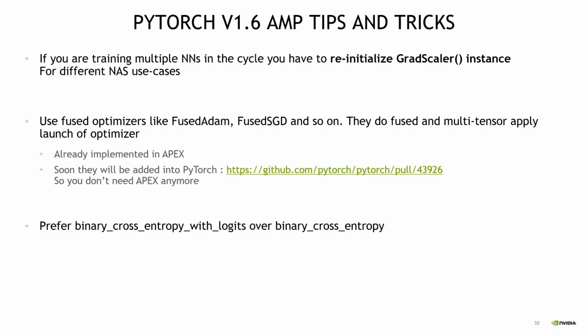The pull request is already created. And the last advice: prefer the binary cross entropy with logits function over binary cross entropy when you're using AMP. This is just internal advice from the creators of PyTorch AMP.